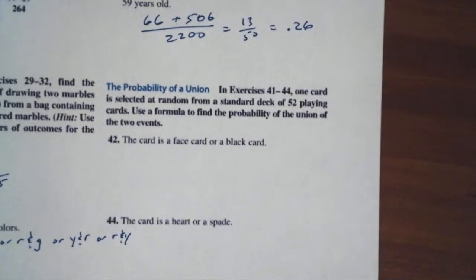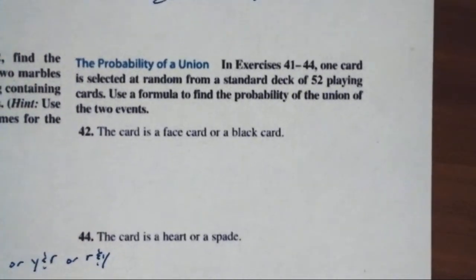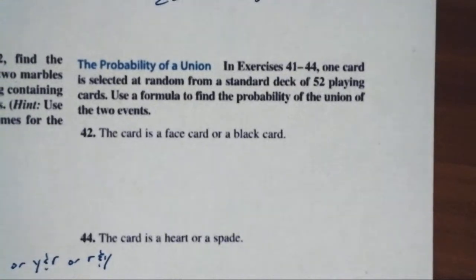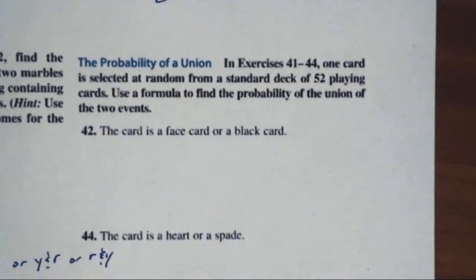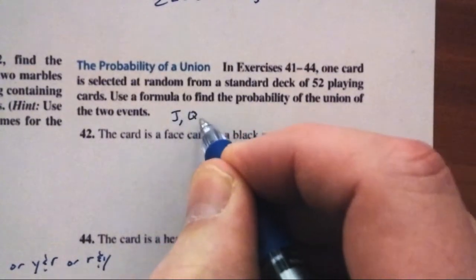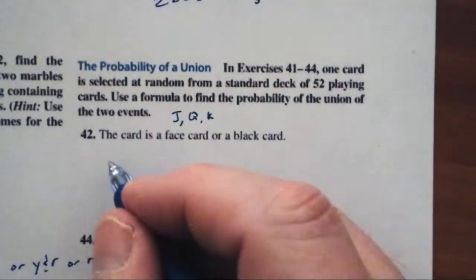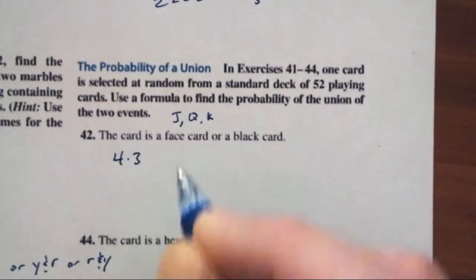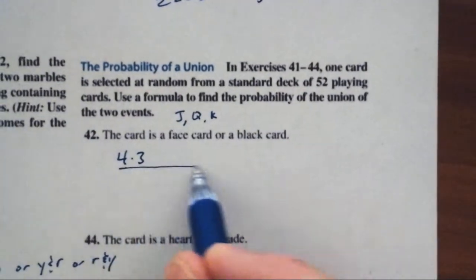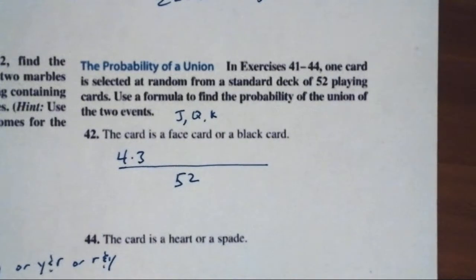Okay, standard deck of playing cards. Hopefully we have a familiarity with that. We're going to just select one card, and we win if we get a face card or a black card. So face cards: jack, queen, king, not ace. There's 3 in each suit. So we've got 4 suits times 3 ways we could win with a face card. That's on 52 things that could happen.